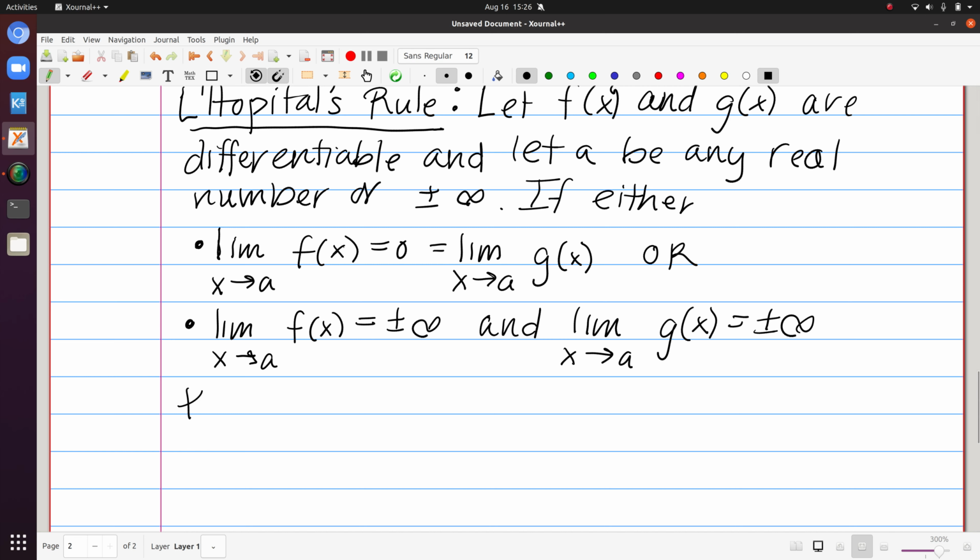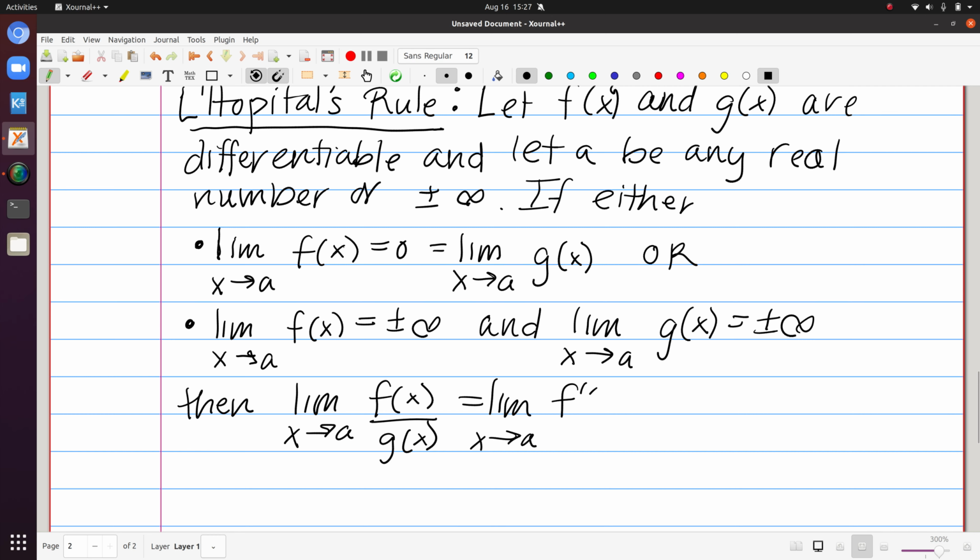If either of these hold, then the limit as x approaches a of f of x over g of x is equal to the limit as x approaches a of f prime of x over g prime of x. That's going to be L'Hopital's rule.